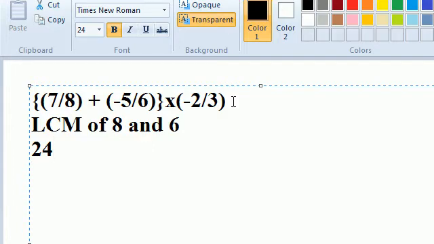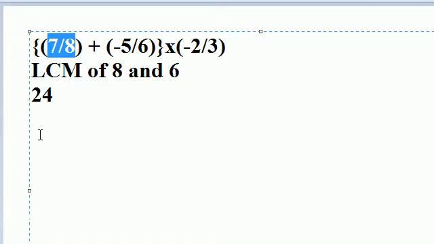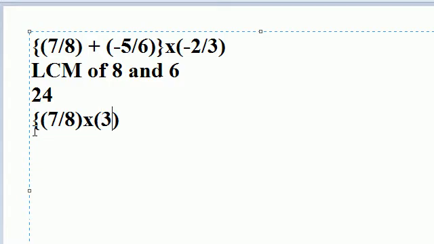Now our next step will be to multiply the fraction 7 by 8 in such a way that the denominator becomes 24. So let me write the step. We have 7 by 8. Now we have to multiply it with a fraction so that the denominator is 24. So 8 when multiplied by 3 gives 24. So we have to multiply by 3 by 3.